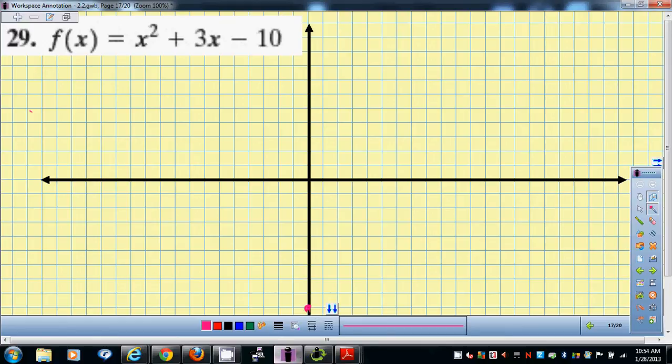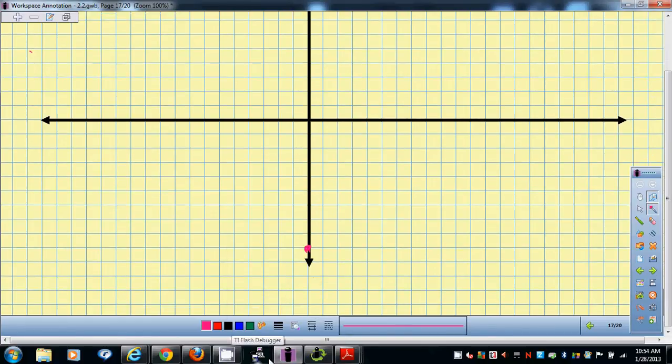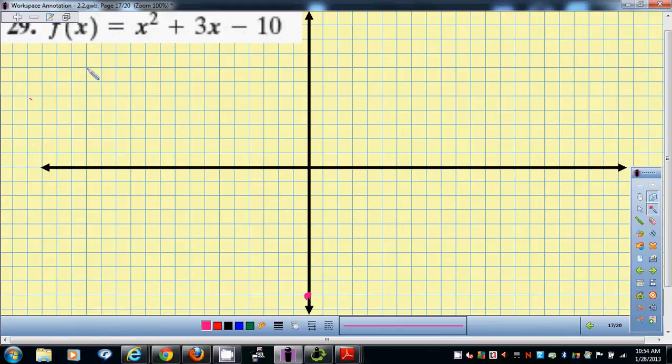My parabola, negative b over 2a, is negative 3/2. So, and to find, oh, really? Fraction, first problem? That's not cool.